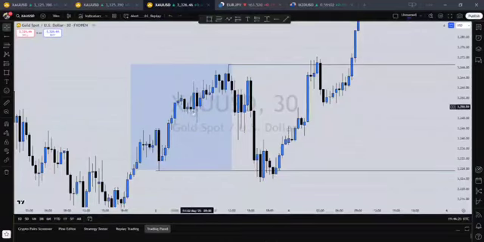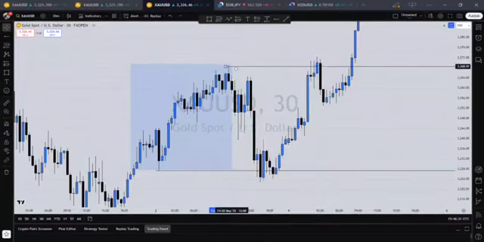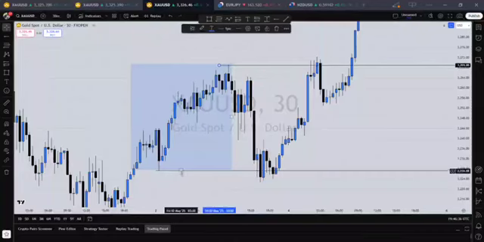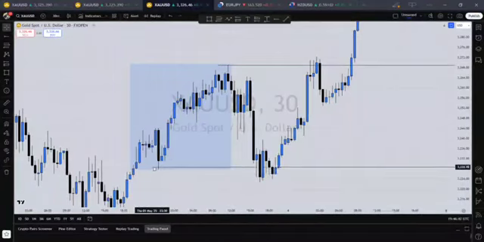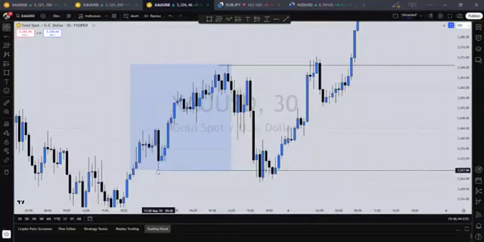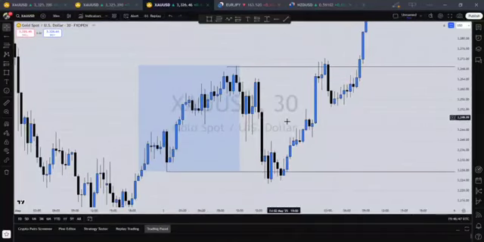Okay, let's say this is our Asian session. These are the candlesticks that were printed in Asian session, and this is the high of that. This is the highest that price went during the session. Okay, this is the lowest that price went during the session.